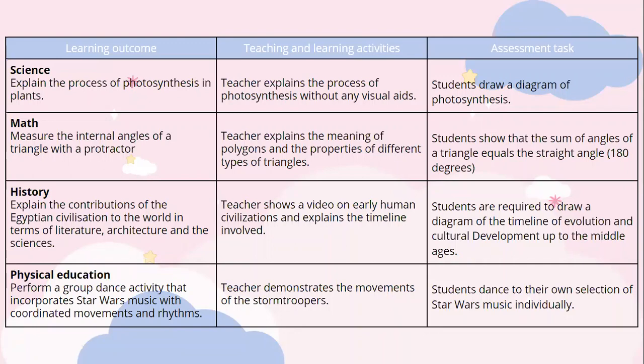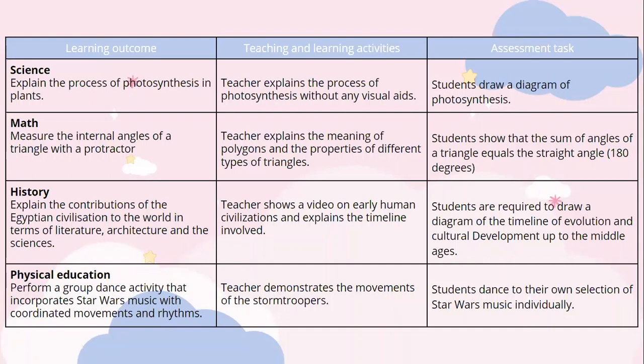Okay, the first one is similar to the LO we saw earlier. Explain the process of photosynthesis in plants. For the learning activity, it may help students get a better understanding of the process if visuals are used when explaining about photosynthesis. For the assessment task, drawing a diagram of photosynthesis does not actually assess the behavior stated in the LO, which is to explain. The verb used in the LO represents the kind of behavior students need to demonstrate at the end of the lesson. Hence, in this case, there is a misalignment.